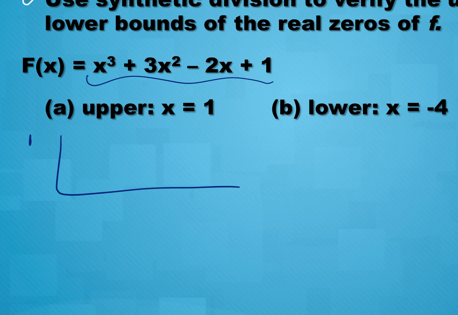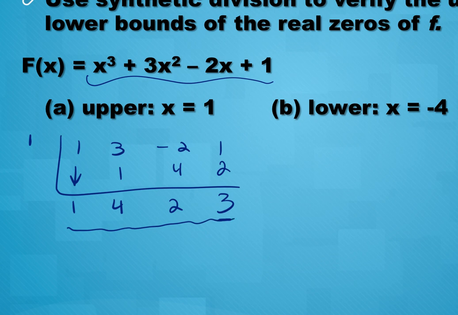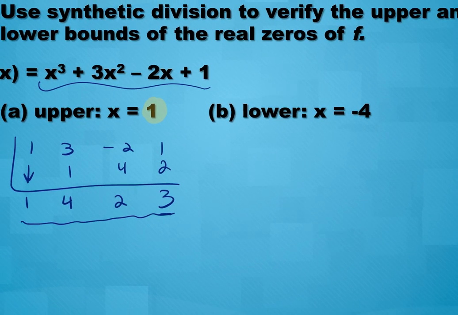I make sure all my coefficients are there. Nothing skipped. They are, so I list them out. And I divide synthetically. Bring down the 1. 1, 4, 4, 2, 2, 3. Now, is 1 a root? No, because my remainder is not 0. But look at all these numbers. They are all positive. They have to be all positive or 0. And what that tells you is that this is an upper bound. And an upper bound means if there were other numbers in this bank that were bigger than it, it can't happen. Don't even waste your time trying them.